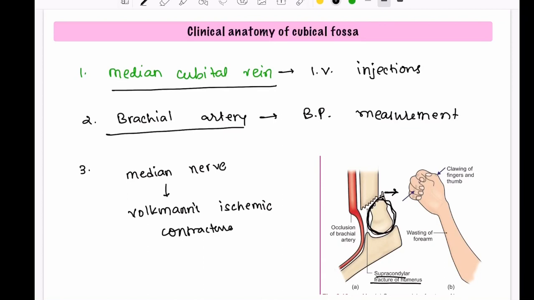Let's see it again. In the supracondylar fracture of the humerus, the lower part is displaced backwards, so the elbow becomes unduly prominent, which can lead to injury of the median nerve and which can cause Volkmann's ischemic contracture. This was the clinical anatomy of the cubital fossa.